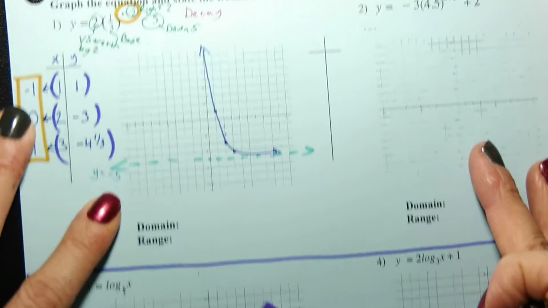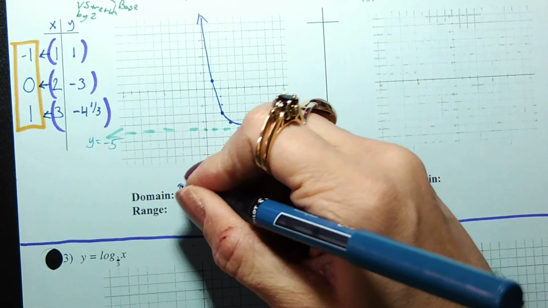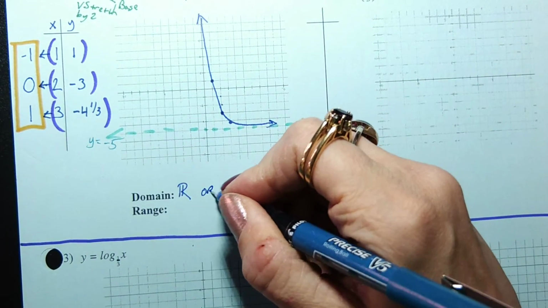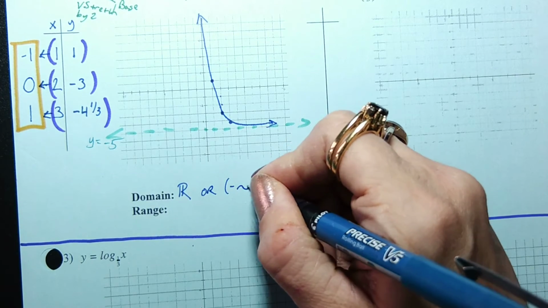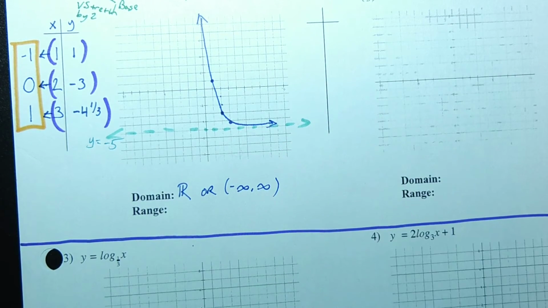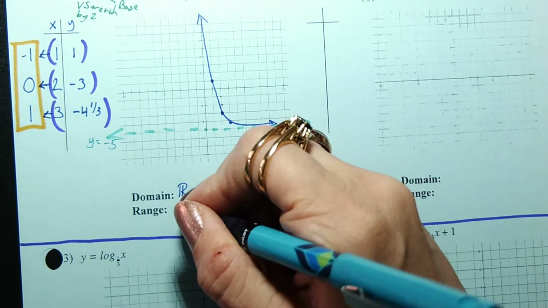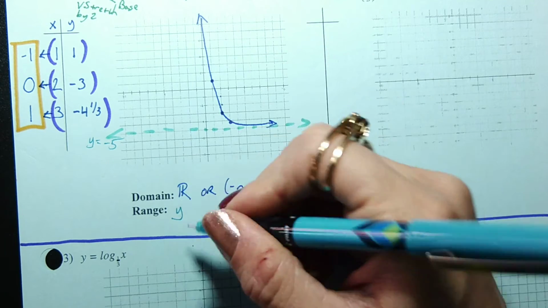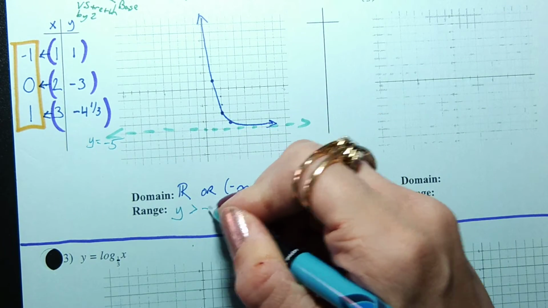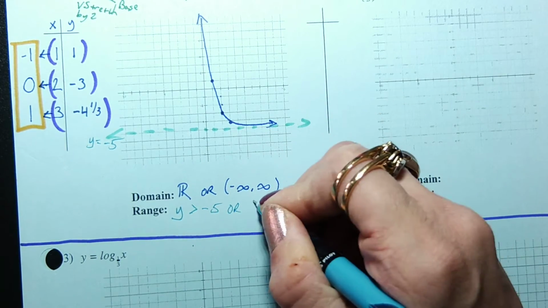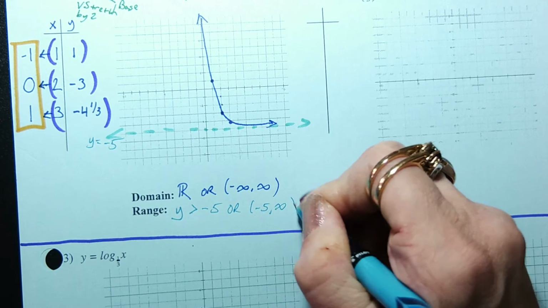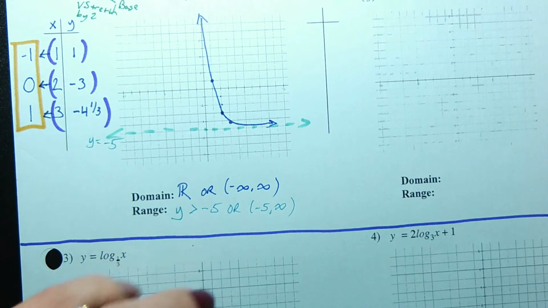What's our domain? Real numbers, -infinity to infinity. So again, you don't have to write both, just one or the other. And then our range. We start at the asymptote, which is at -5, based on that vertical transformation of going down 5. So y is greater than -5, or -5 to infinity.